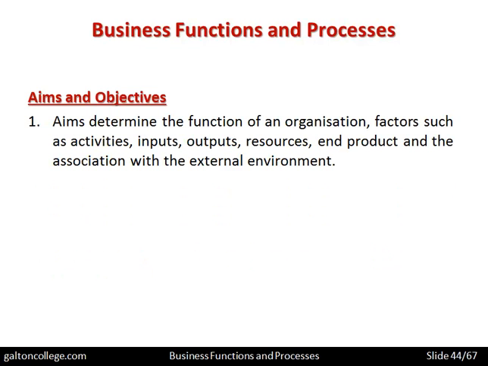Now, aims determine the function of an organization. Factors such as activities, inputs, outputs, resources, end product, and the association with the external environment. So the aims determine the function of the organization. They determine what the organization wants to achieve over a long period of time. These are the broad aims of the organization. And, of course, to achieve those aims, there must be recognition of factors such as the activities of the organization, the efficiency of the organization, how it goes about its daily tasks, its inputs, its outputs, of course, the resources it uses, the end product it produces, and so on.